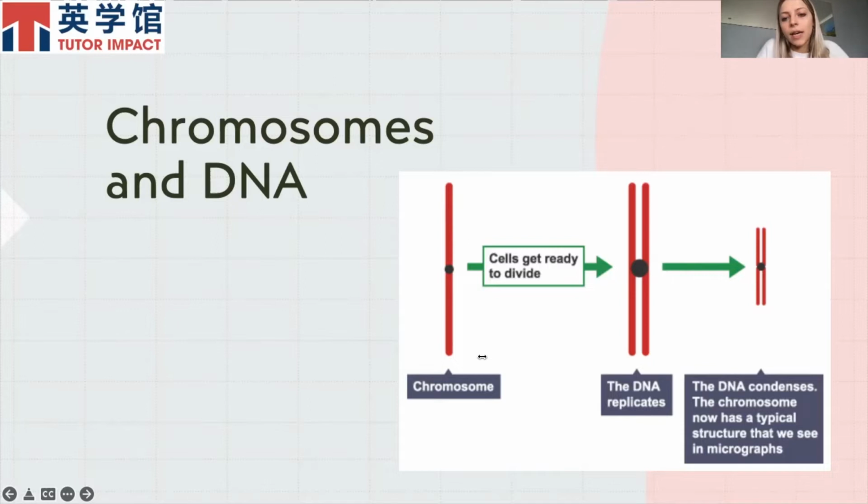Now, as you can see on this diagram, we have one chromosome, and this is made up of a single molecule of DNA. But when the cell is ready to divide, the DNA needs to copy itself. It then coils and condenses to form the chromosomes that we can see in this second picture here. So you can see here that we go from having one chromosome to two chromosomes, which then coil and condense to form this third stage here.